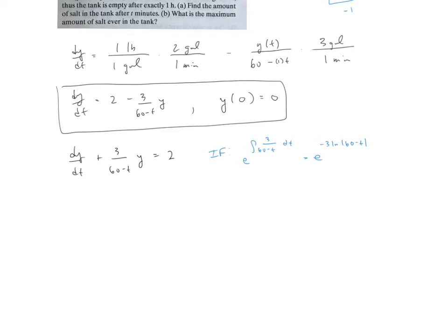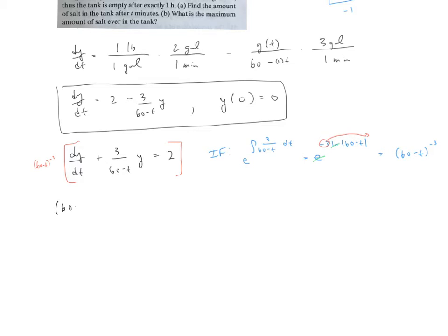And then to clean this up a little bit, I would have considered taking this 3 up top here, and then the e and the natural log will do away with one another again, leaving us with just 60 minus t to the negative third. All right, so we'll take that integrating factor now, and we're going to multiply both sides. We've got a 60 minus t, t to the negative third. It's a minus there. And when I do this, right now it's just going to be distributing.